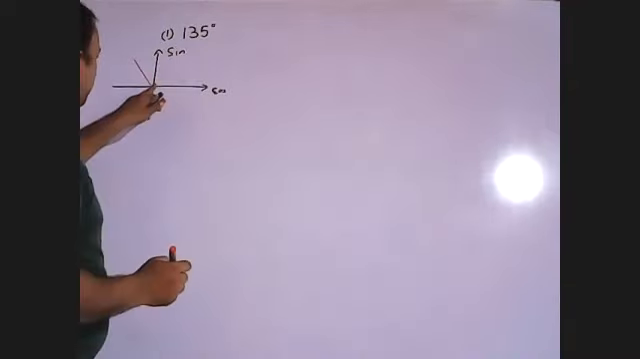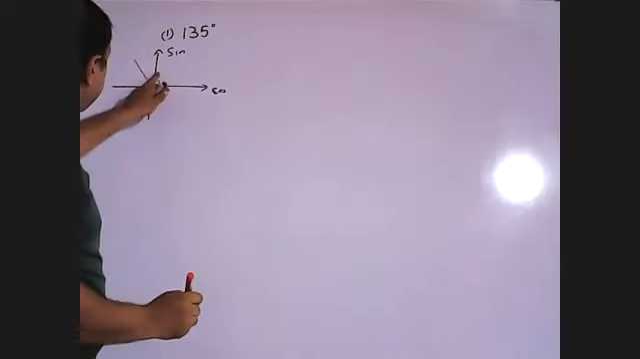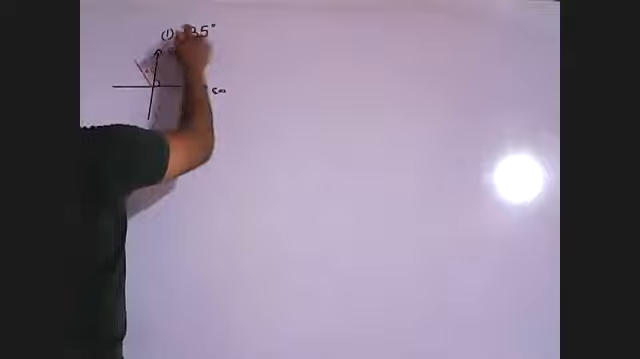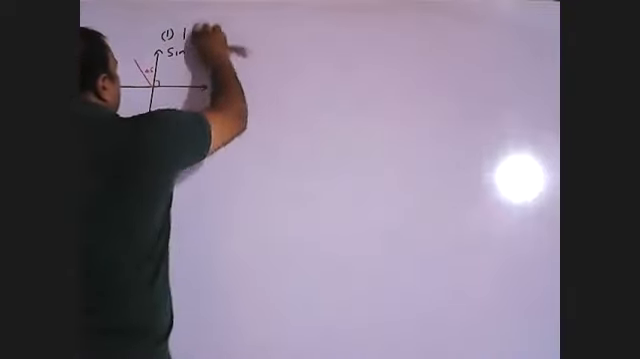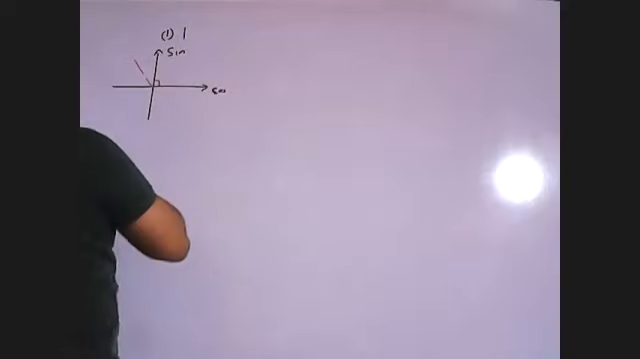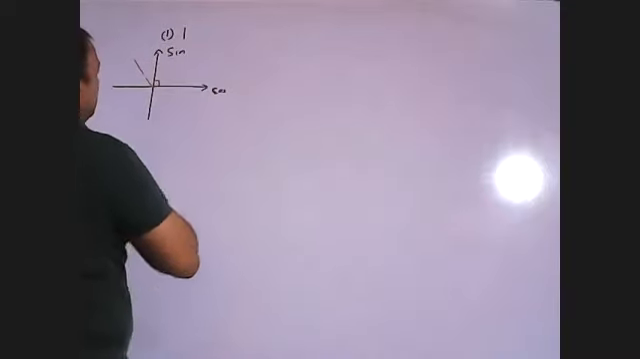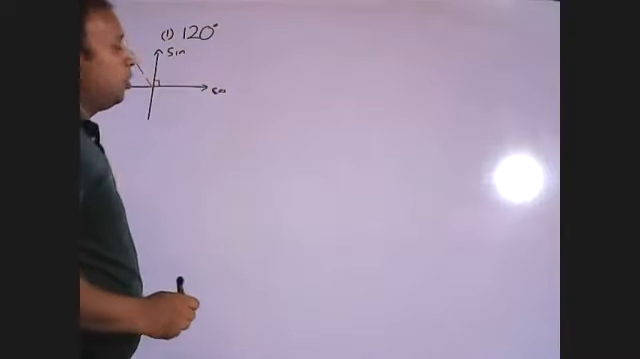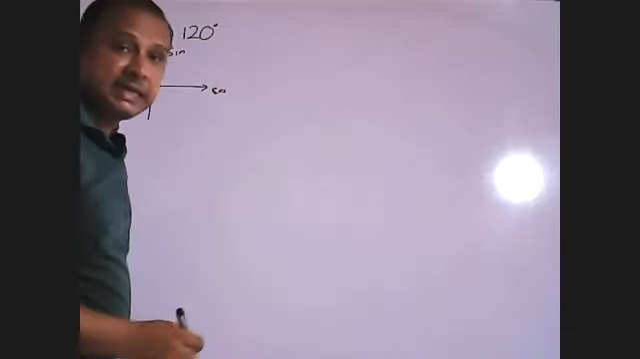$135 means this is 90. This is 90, Buddha. So 90 plus 45. Sorry, not 135. Suppose $120, because there's no difference. Okay, 120 is equal to 90 plus 30.